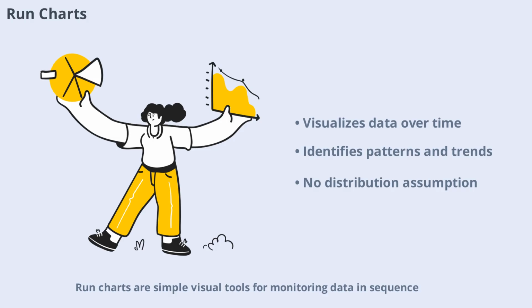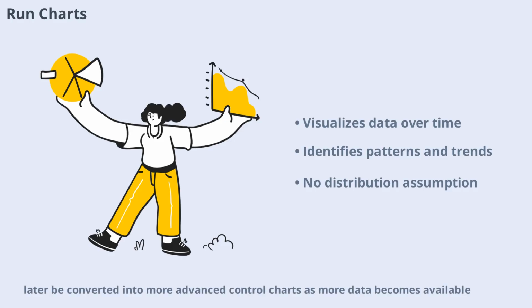Run charts are simple visual tools for monitoring data in sequence. By plotting measurements over time, they help identify general patterns and trends without assuming any specific data distribution. Run charts are often the first step in process monitoring and can later be converted into more advanced control charts as more data becomes available.